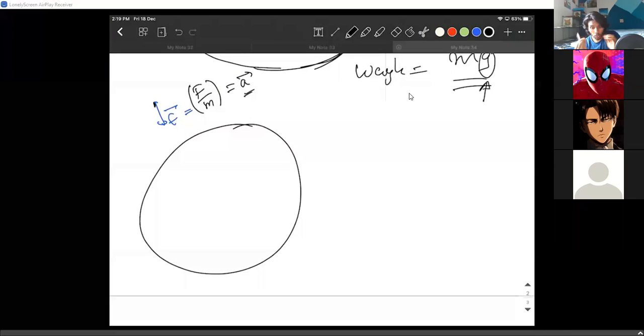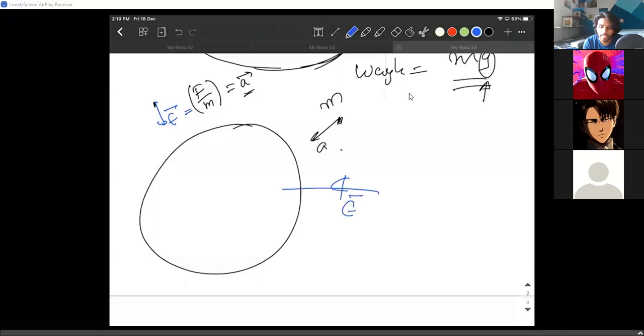But I've shown you a difference. To talk about acceleration, you're supposed to put a mass there. The mass should accelerate, then you talk about acceleration. But to talk about field, you don't need to put any mass. You can directly talk about field.